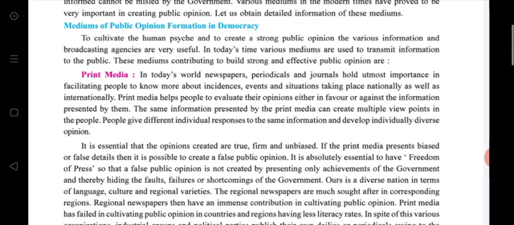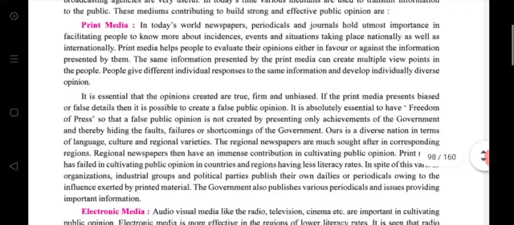The same information presented by the print media can create multiple viewpoints in the people. People give different individual responses to the same information and develop individually diverse opinions. These both paragraphs are important, but from these two paras you have to write only 5 to 6 points in the question.